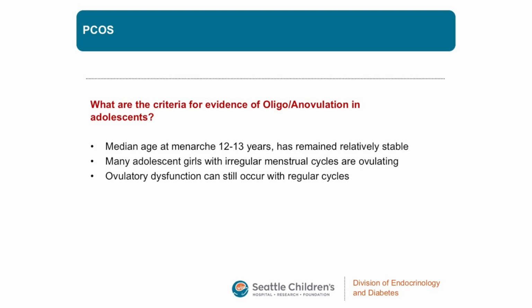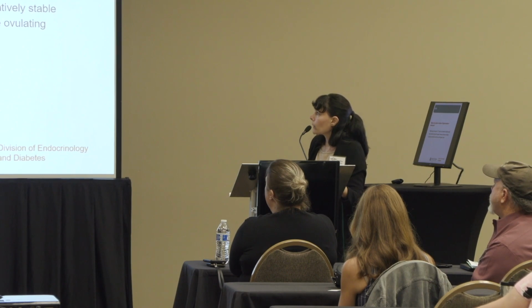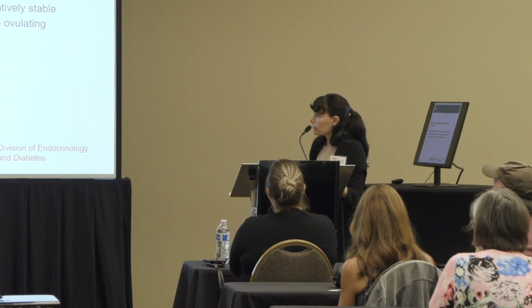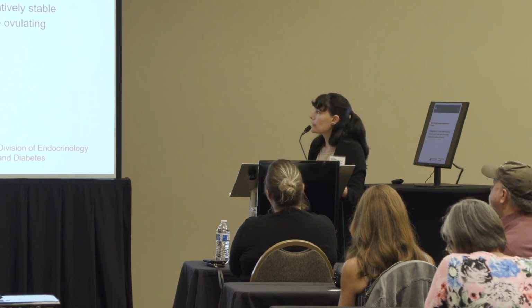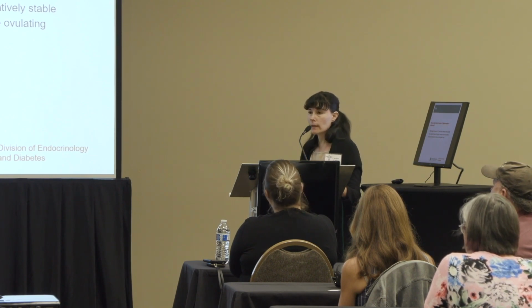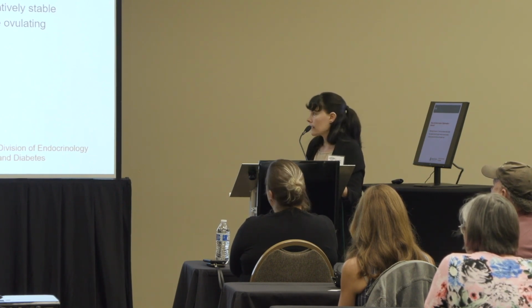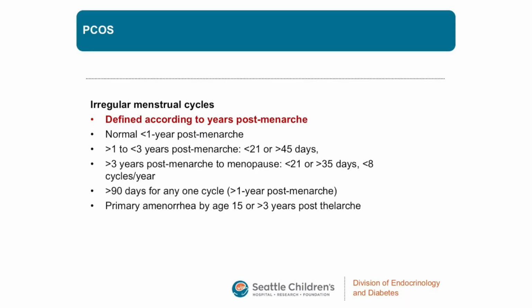So what are the criteria for evidence of oligo-ovulation in adolescents? The median age at menarche remains unchanged, despite the trend of early breast development that we are all seeing. So it remains 12 to 13. Many adolescent girls, as we know, have irregular menstrual cycles, and ovulatory dysfunction can still occur even if they're menstruating or bleeding every 28 days. Next slide. This is a slide that I want you to remember, like I always teach to our residents.